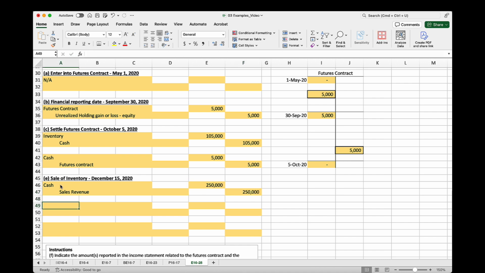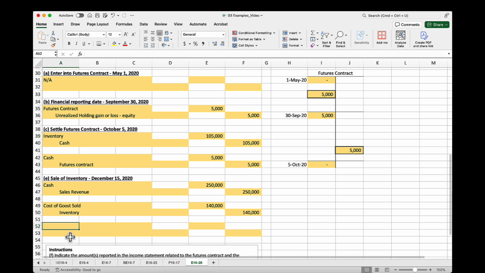Then we also need to get rid of the inventory that we sold. So we're going to decrease inventory. They told us that the fair value, or that the finished goods cost, was $140,000. And that $140,000 is going to go to cost of goods sold. However, this cost of goods sold is taking into account the inventory that we purchased at market value, and it is not taking into account this futures contract that we cashed in.